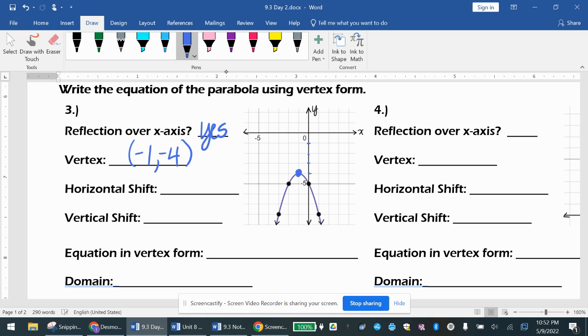From the origin, I would have to go left 1 and down 4 to get to that vertex. Okay, so para llegar a ese punto de -1, -4, tengo que ir del origen 1 a la izquierda y 4 para abajo. So now we need to write the equation in vertex form.